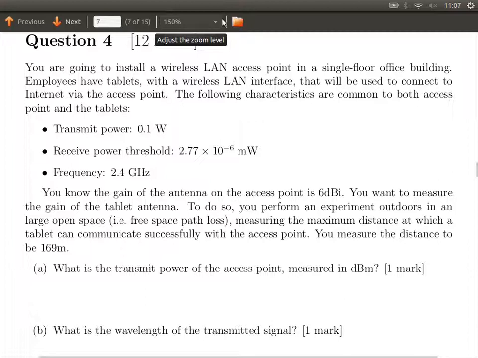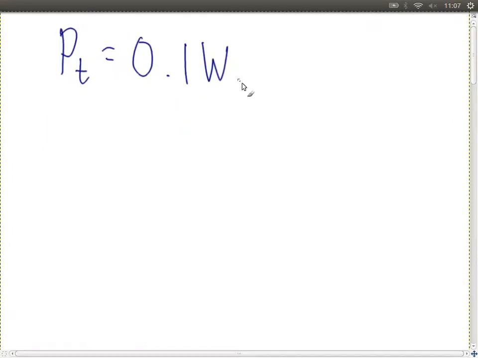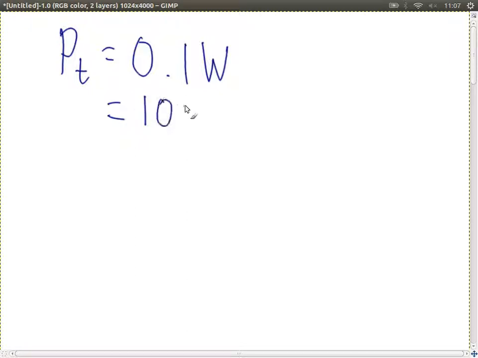Now, before we get into the details, the first one: what is the transmit power of the access point measured in dBm? The transmit power is given as 0.1 watts. What is the value in dBm? Well, what is dBm? Okay, how many milliwatts? 0.1 watts is how many milliwatts? 100. Which is how many dBm?